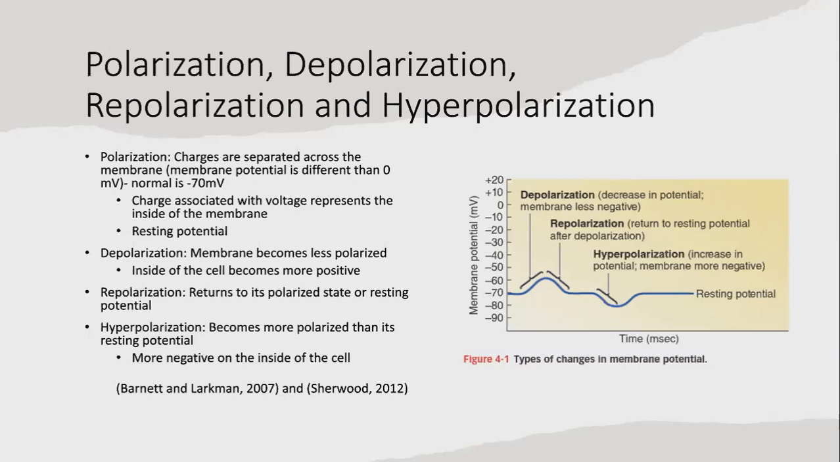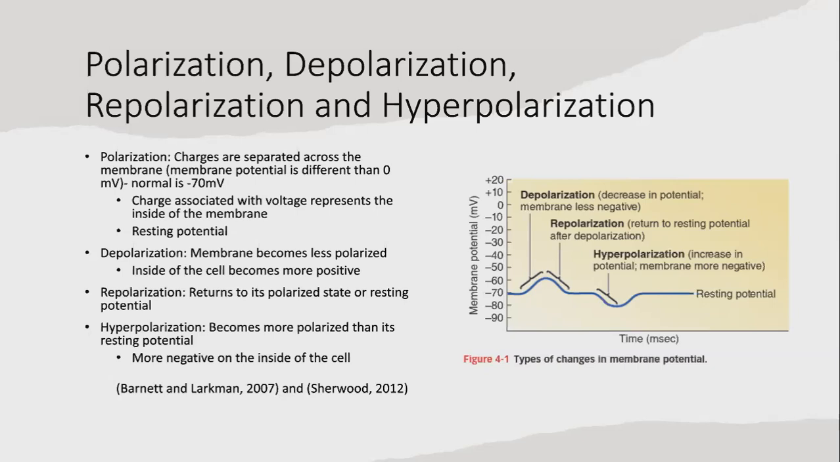Then you have what's called depolarization. So the membrane becomes less polarized, and the inside of the cell becomes more positive. Usually this is done because channels open, you have a movement of sodium ions, and it creates more of a positive charge on the inside of the cell, which changes that membrane potential.